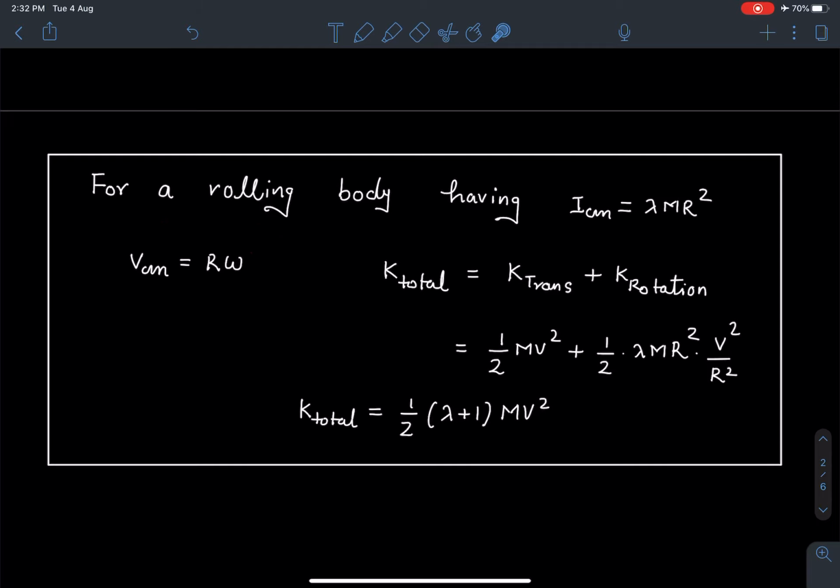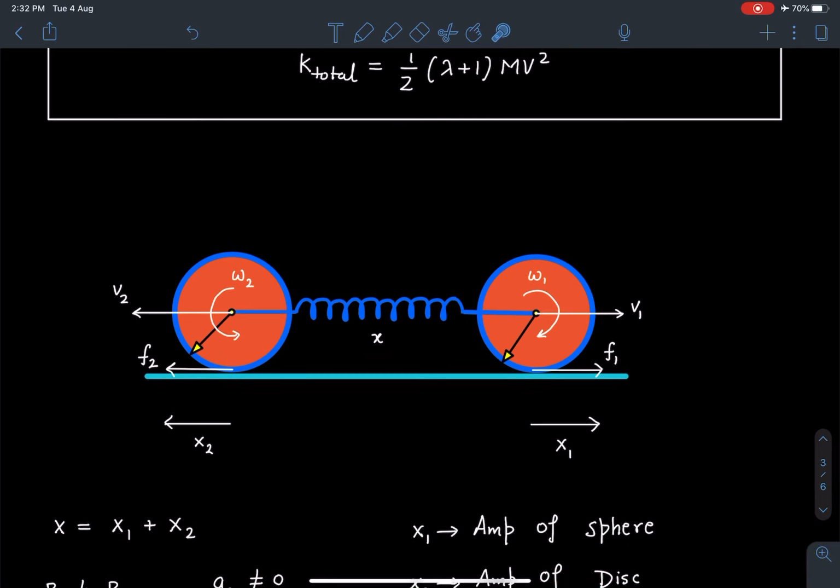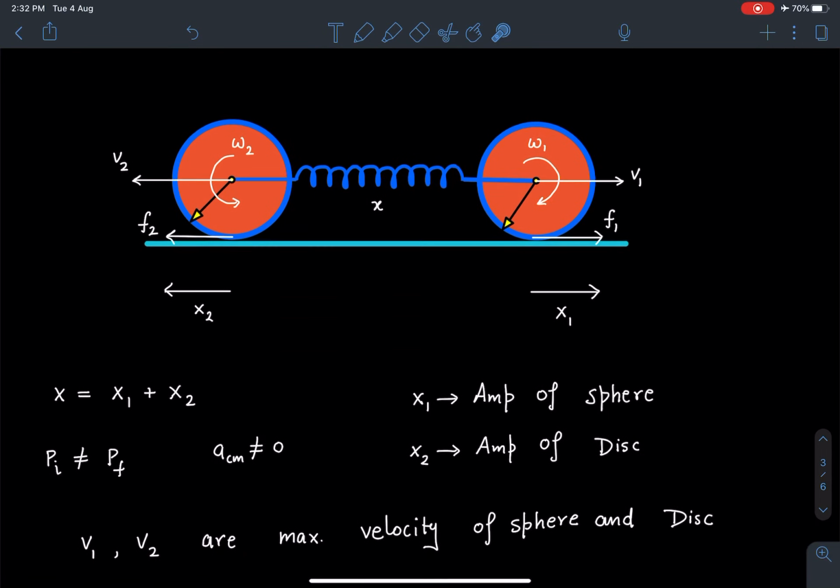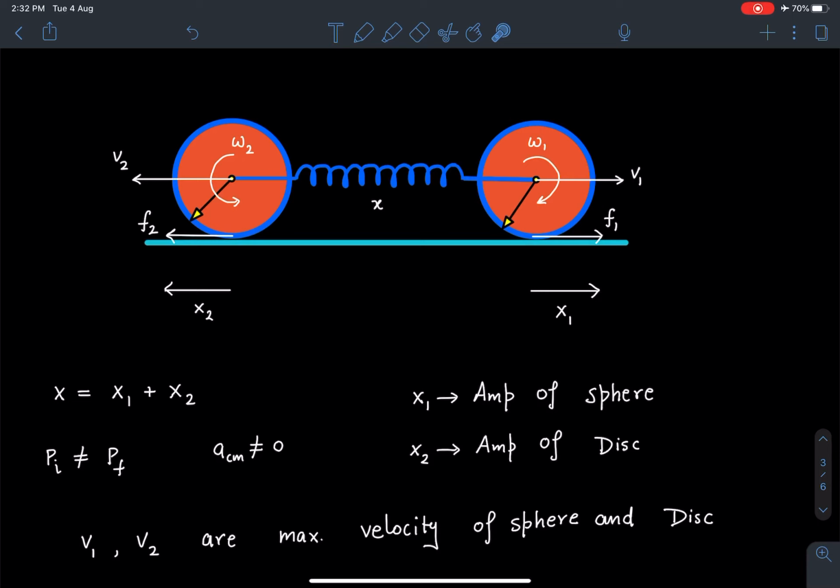All right, so let's move ahead. Let's solve this problem. So here I'm saying v1 and v2 are the maximum velocities of sphere and disk, and the corresponding friction forces are F1 and F2, and their amplitude of motion is x1 for a sphere and x2 for disk. So the maximum elongation which this spring can have is going to be x1 plus x2. This is going to be the maximum elongation present in the spring.